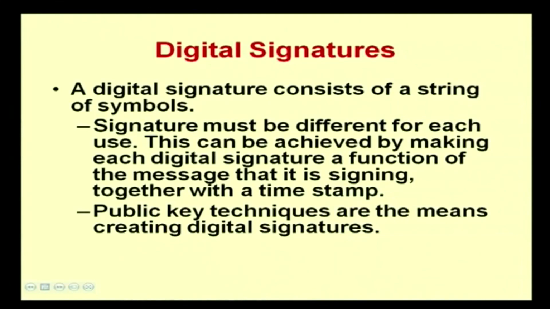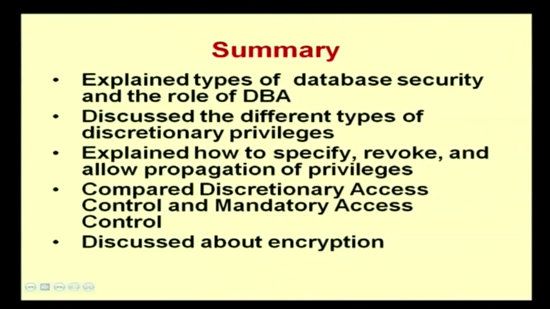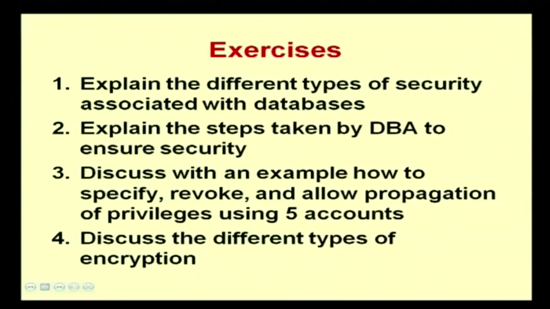So, we have talked about database security and the role of the DBA. We discussed the different types of discretionary privileges, explained how to specify, revoke and allow propagation, compared discretionary and mandatory access control, and then we looked at encryption. Here I would like you to differentiate between the types of security, explain the steps taken by the DBA to ensure security, discuss with an example how to specify, revoke and allow propagation of privileges using five accounts, and discuss the different types of encryption. Thank you.